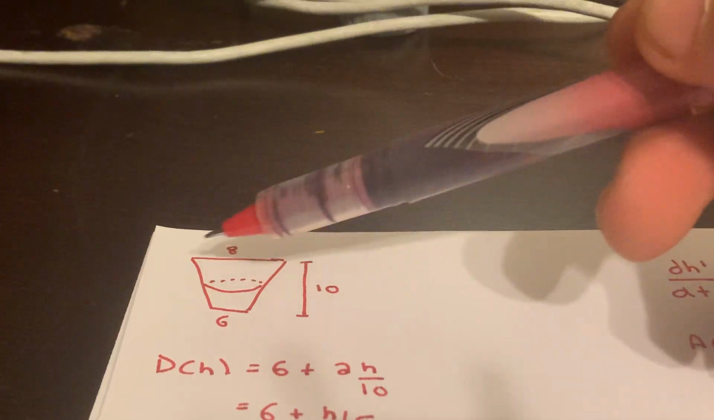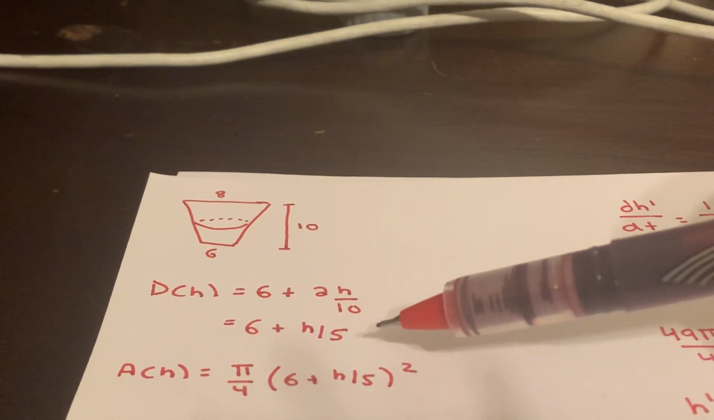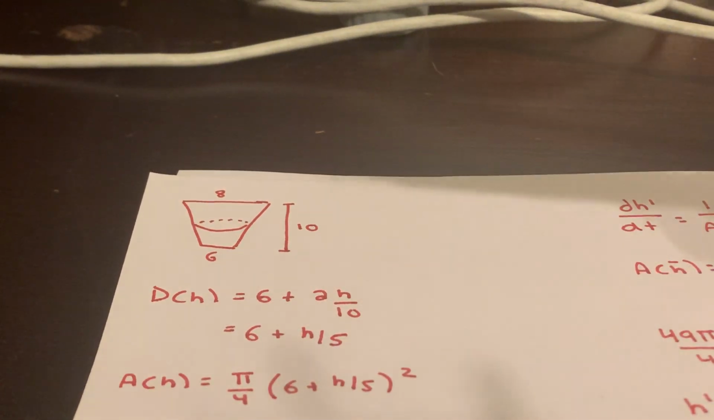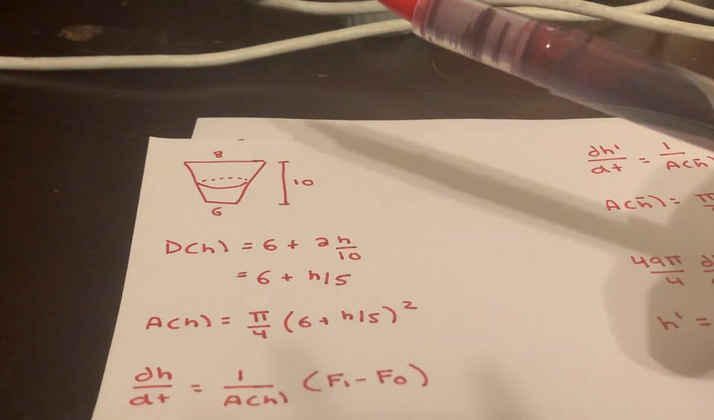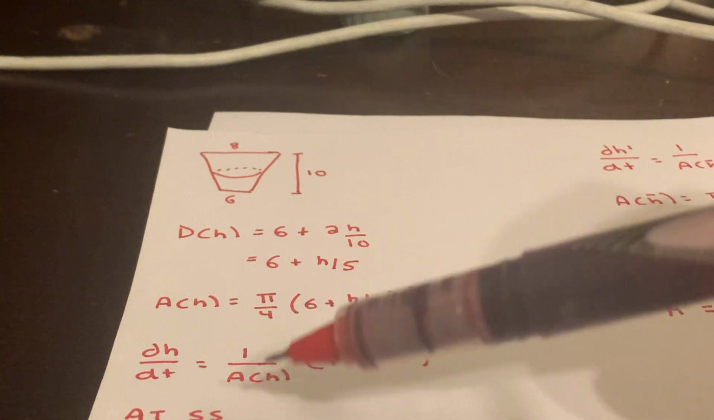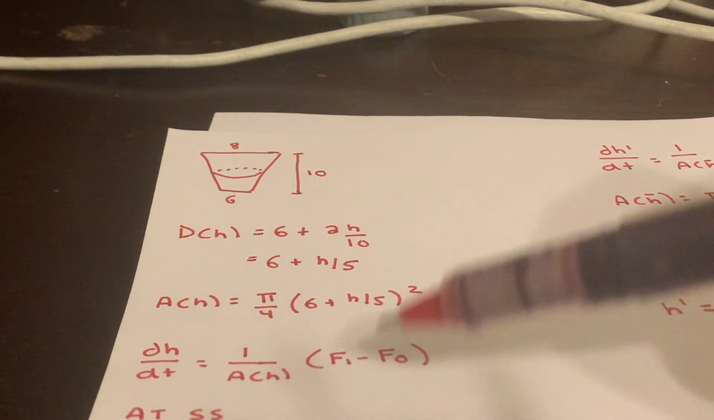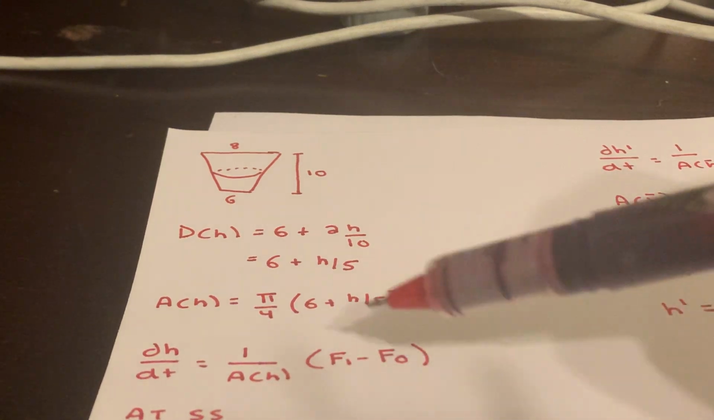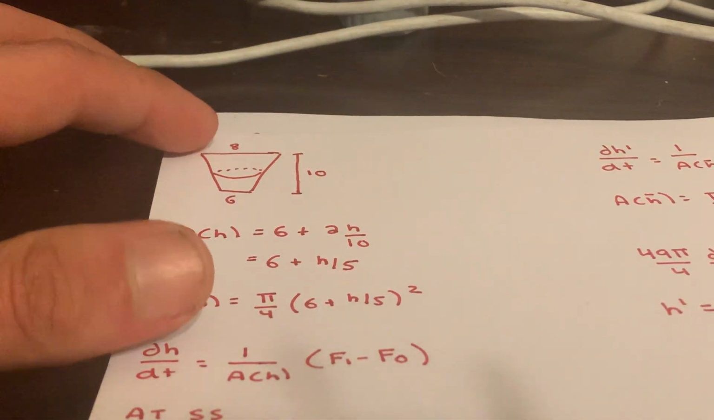What I talked about is we have a cylindrical tank, and we're looking at a level control problem. If you go through the problem, you can calculate the diameter as a function of the height, get the area as a function of the height, and then we come down to a model where dH/dt is 1 over the area, F in minus F out. F out is our manipulated variable, F in is our disturbance variable, and H is our output or controlled variable.